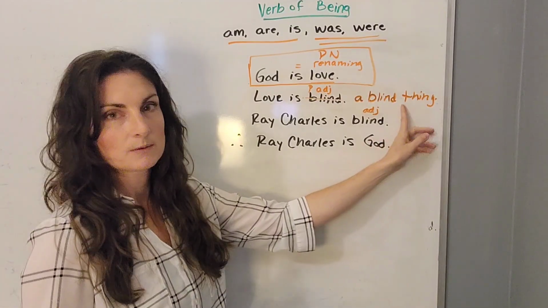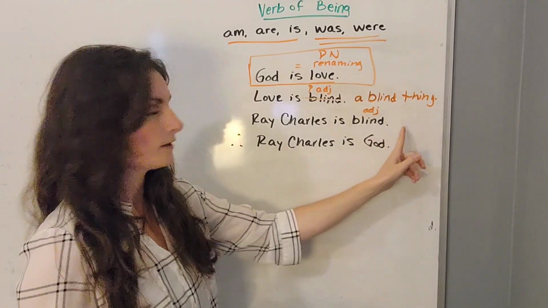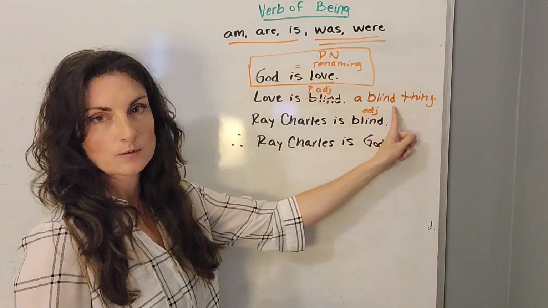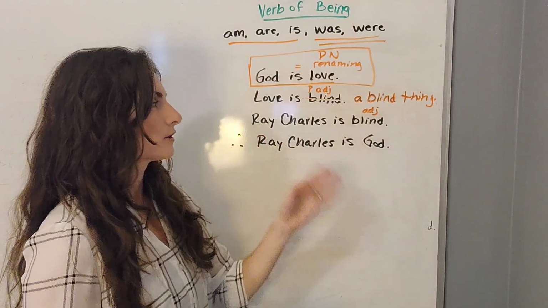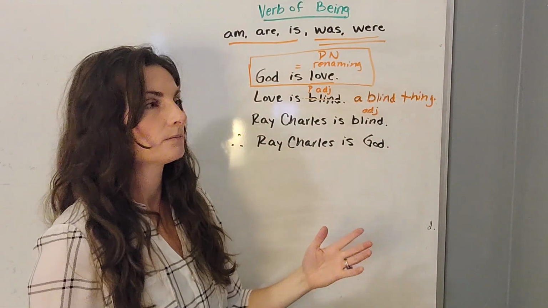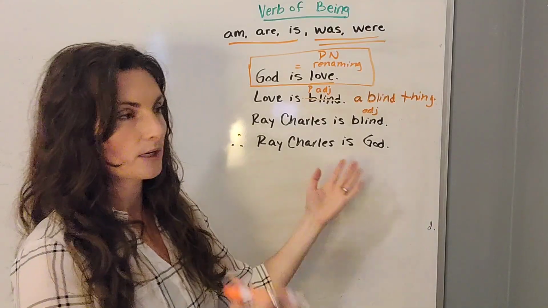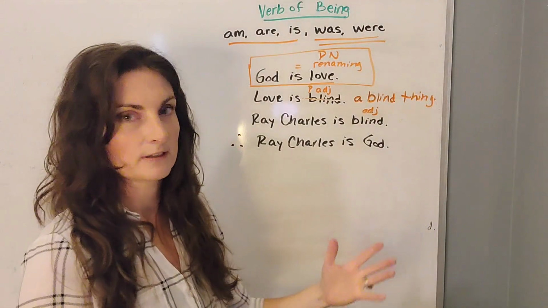Because you have to use the same terminology. So we would have to bring this down here and use blind in the same way. Ray Charles is a blind thing. That sounds kind of harsh. But again, this is how you have to match everything, okay?